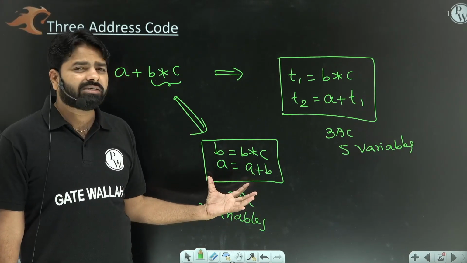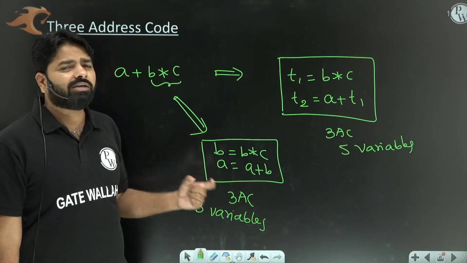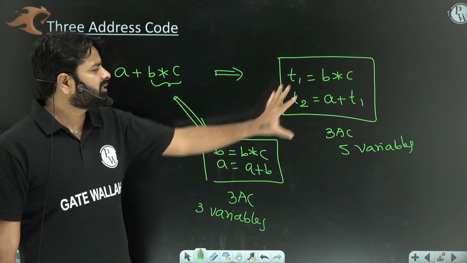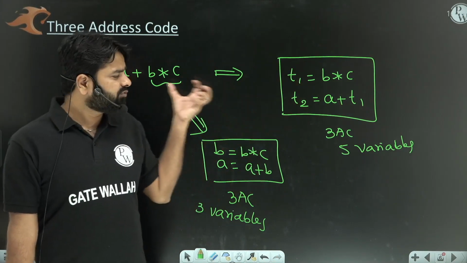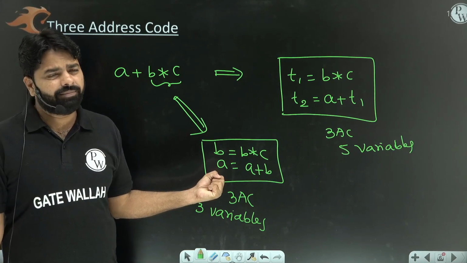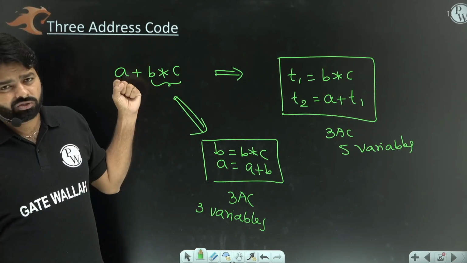In the exam, if they ask how many variables, always find the minimum number of variables. Don't answer blindly 5 or 4 like this. You need to find the best answer for this. Okay, that's about 3-address code.